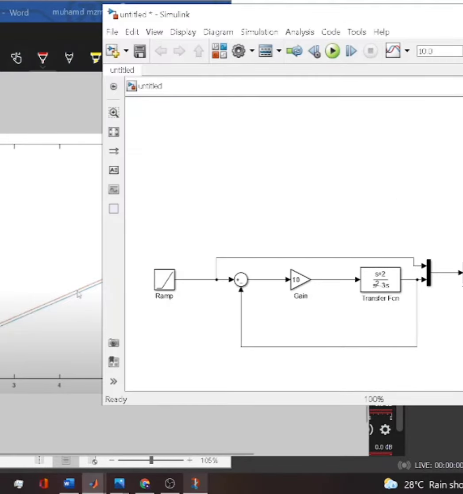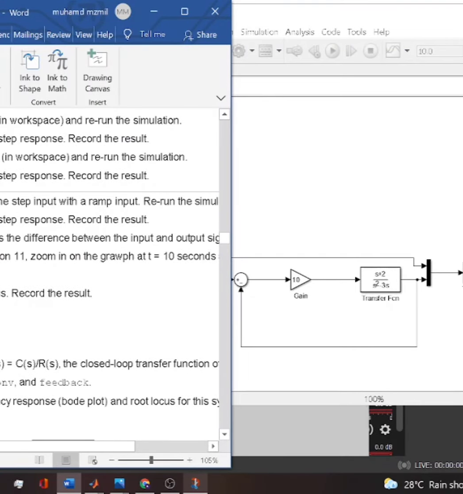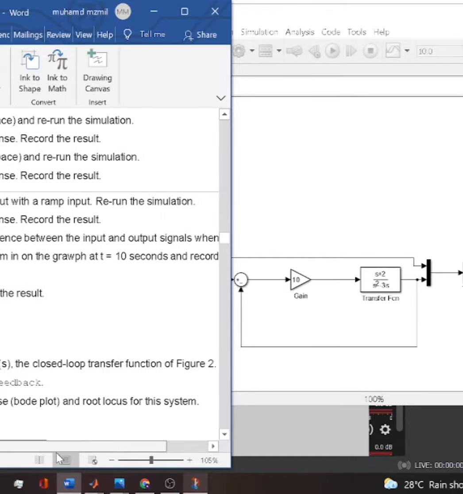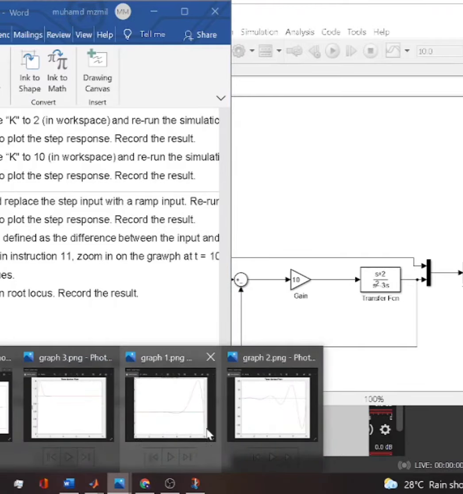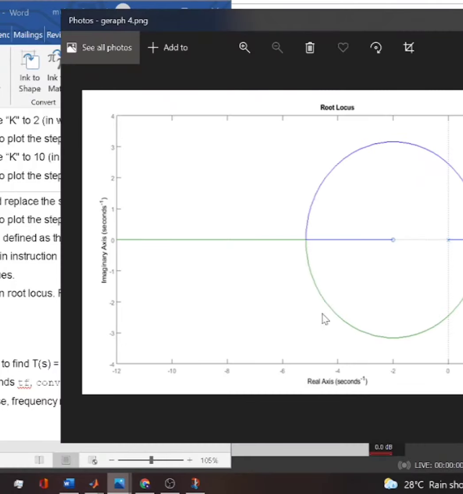Okay, and then zoom in the graph at t equal to 10 seconds. Record the final input, represent your system in root locus, and record the result. This is the root locus graphs.